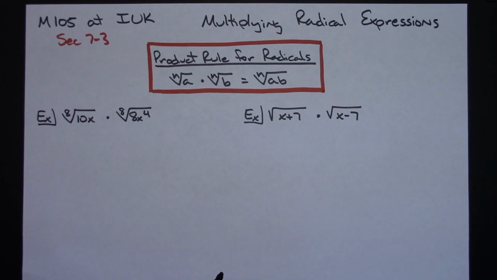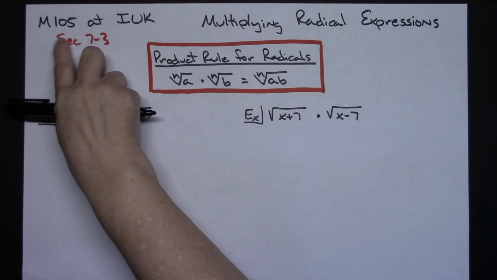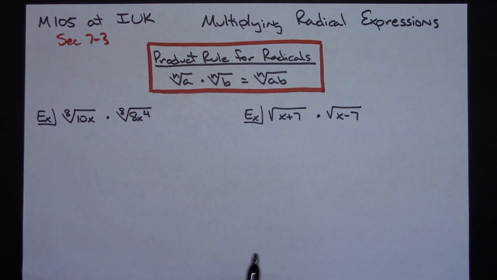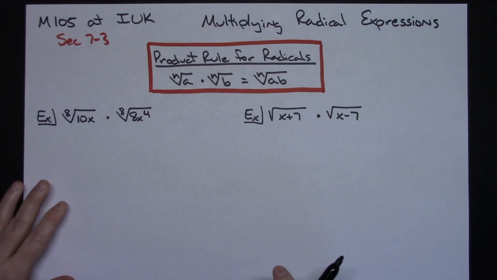In this video, I'm going to be specifically making it for M105 at IUK. This is going to address concepts in section 7-3. We're going to initially take a look at multiplying radical expressions.